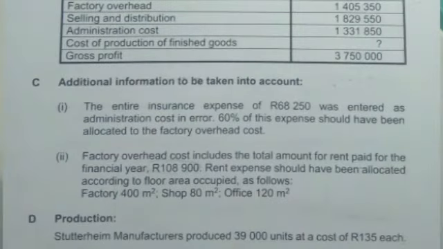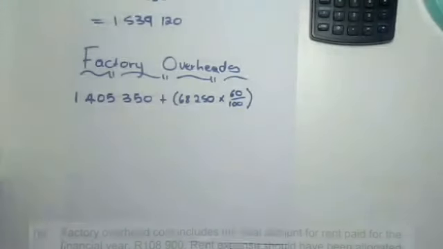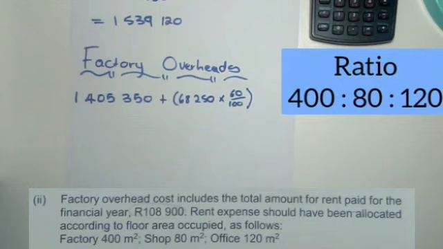And then Roman figure 2 says factory overhead cost includes the total amount of rent paid for the financial year, 108,900. Rent expense should have been allocated according to the floor area occupied as follows. Factory is 400 meters square, shop 80 meters square, and office 120 meters square. So that means that we are going to use the ratio 400 is to 80 is to 120.